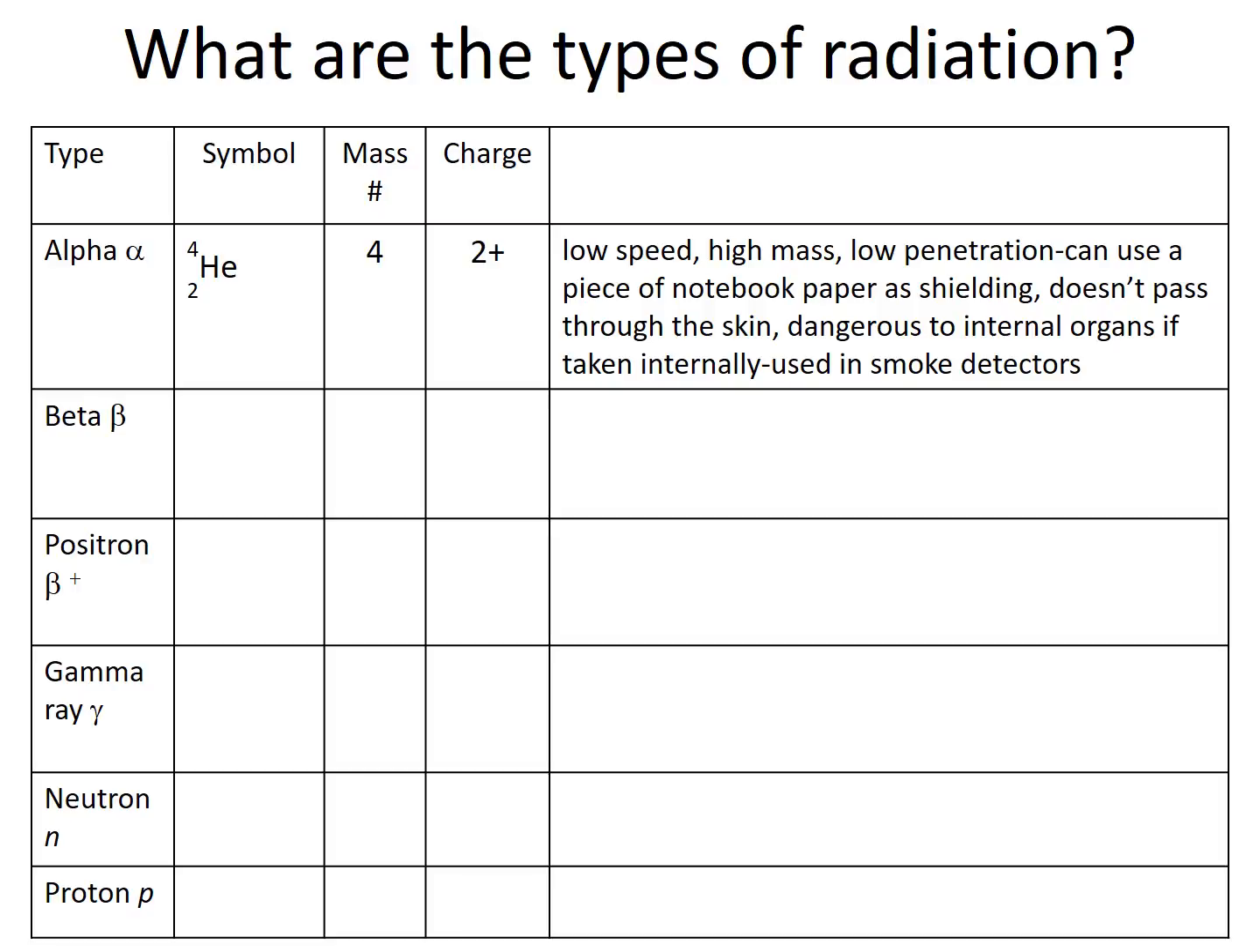So alpha particles are really only dangerous if an alpha radioactive isotope that gives off alpha particles gets inside your body. It can be dangerous to internal organs if you take something internally. So maybe you breathe it in or eat something with the radioactive isotopes. Alpha particles are actually used as part of the way in which smoke is detected in a smoke detector.